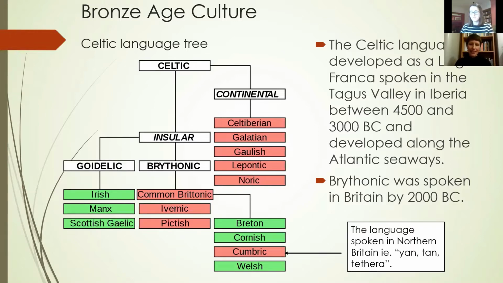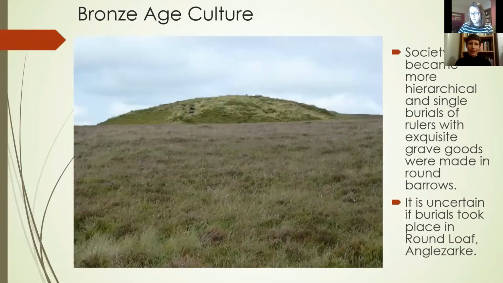So we're going to move back in time again, back to the Bronze Age. And at this point, society became more hierarchical, and single burials of rulers with exquisite grave goods were made in round barrows. Pictured here is a local round barrow. It's Round Loaf up on Anglezarke. If you've ever been there, you'll find it's quite a haunting and mysterious place. It can be quite difficult to find. It tends to kind of shift around if you go looking for it. And it's uncertain whether burials actually took place in Round Loaf at Anglezarke, because unlike most of our barrows, it's never actually been excavated.